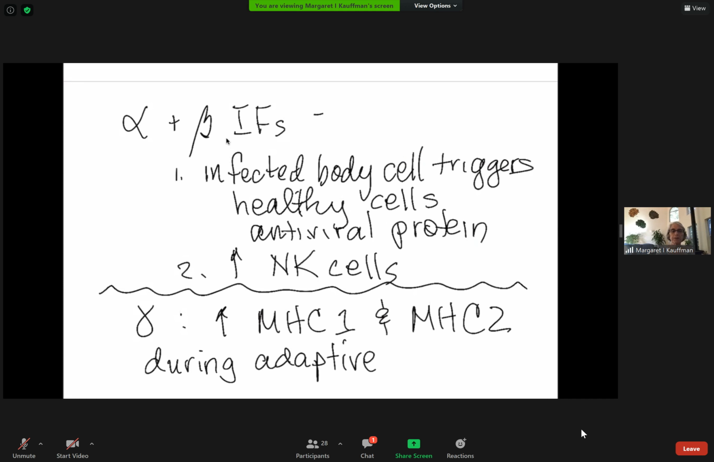So alpha and beta are really solely within the innate because they're being released by white blood cells of the innate response, and they're acting on either your body cells or released by your body cells, or they're acting on innate members like the natural killer lymphocyte. The gamma, as you'll see, are released mostly during the adaptive immune response.